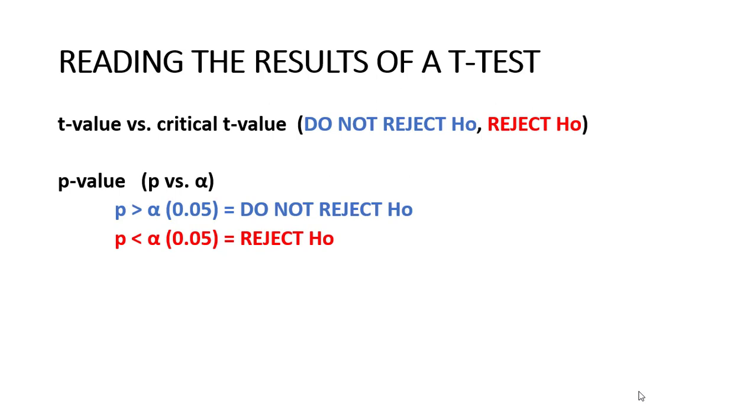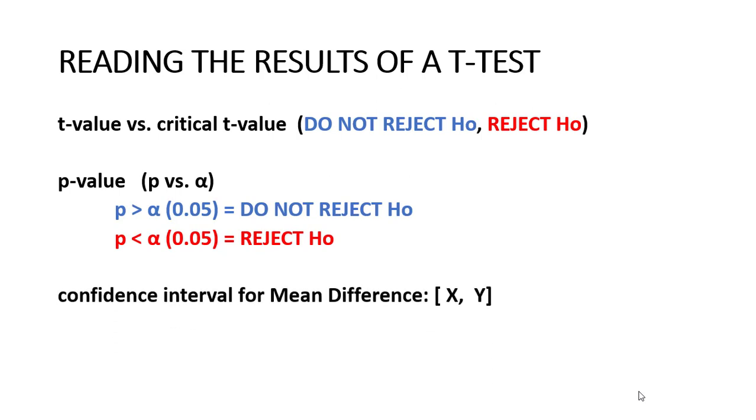P is low, H null must go. We reject H0. The third way to do this is to read the confidence interval for the mean difference. When we get the confidence interval for the mean difference, we're going to get two values. And if 0 is included in those values, or between those two values, we do not reject H0. So remember, yes 0, that means yes H0. So in that case, we do not reject the null hypothesis.